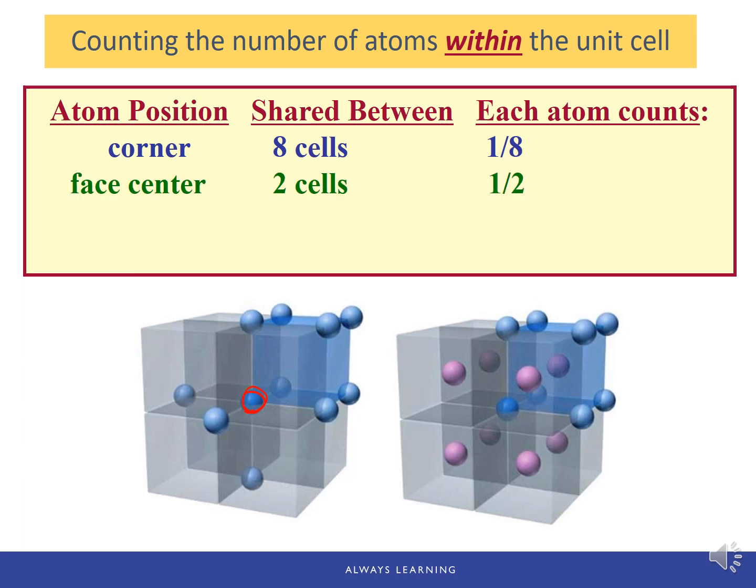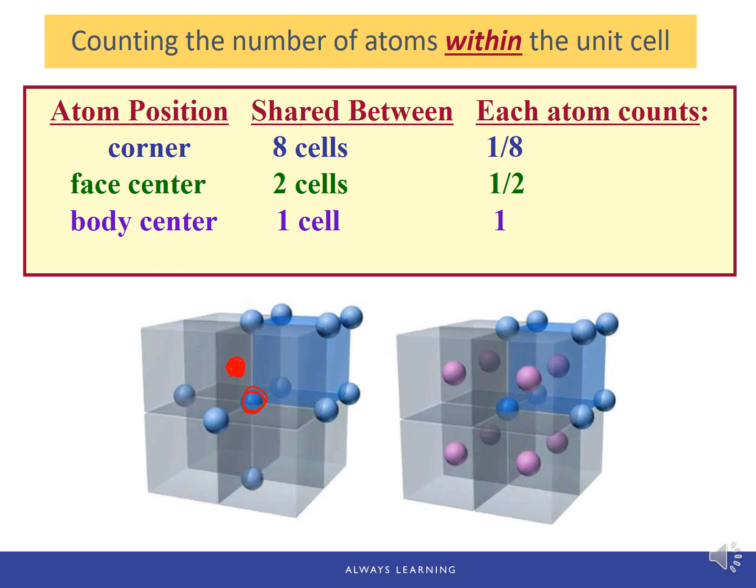And for the face center, we don't have a face center atom on this given figure, so I'm going to draw one. If this is an atom on the face, it's shared by two adjacent cells. Therefore, each face center atom counts as one half. Half of the face center atom belongs to one unit cell.